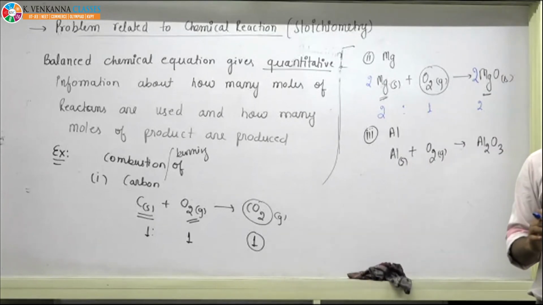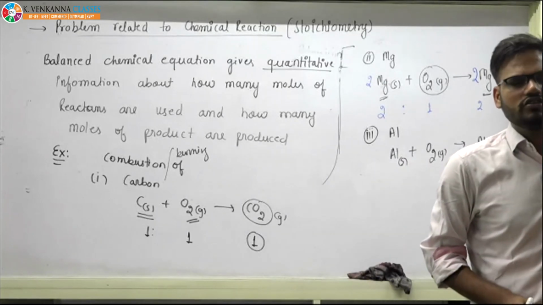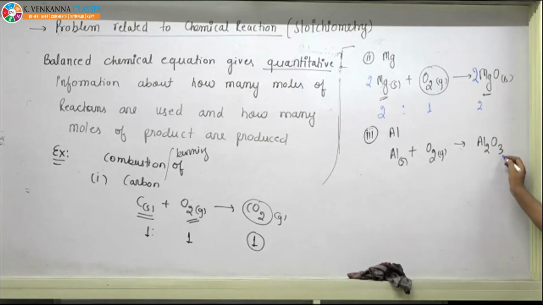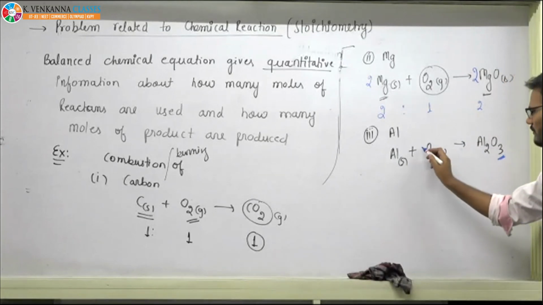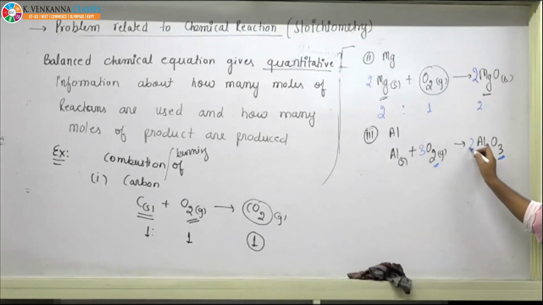Yes, you can also use the crisscross method. Crisscross method is, if you see there are 3 oxygens and here are 2. So multiply it by 3 and multiply it by 2. It's very simple. Okay, it's just hit and trial method. If you practice some, you will get the answer.